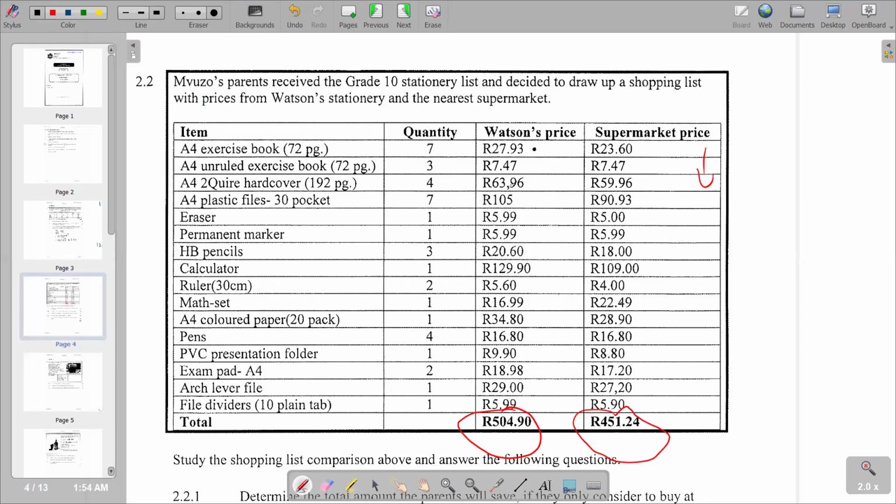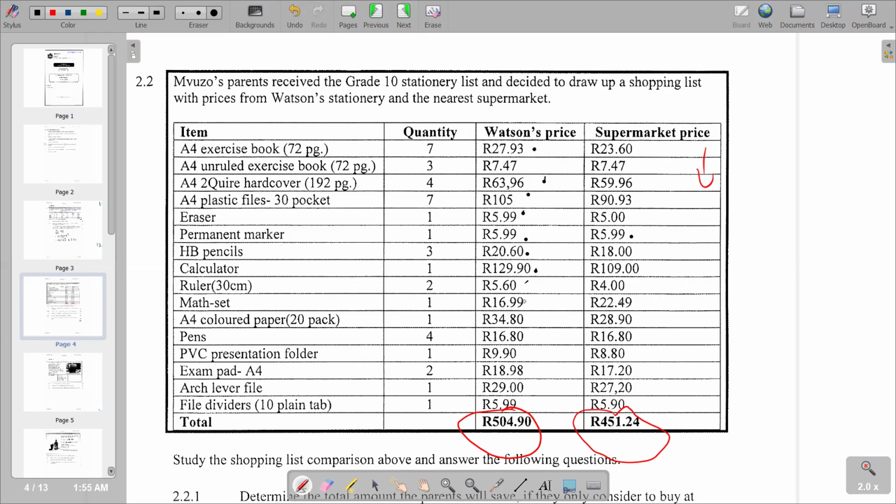63.96 cents, and then 59.96 cents. So you see that this one is also not cheaper. Go to the next one, it's not cheaper again. Next one, it's actually not cheaper again. Go to the next one, it's the same as we are having here. Then the next one is also not cheaper. This one not cheaper. And we go that this one is not cheaper again.